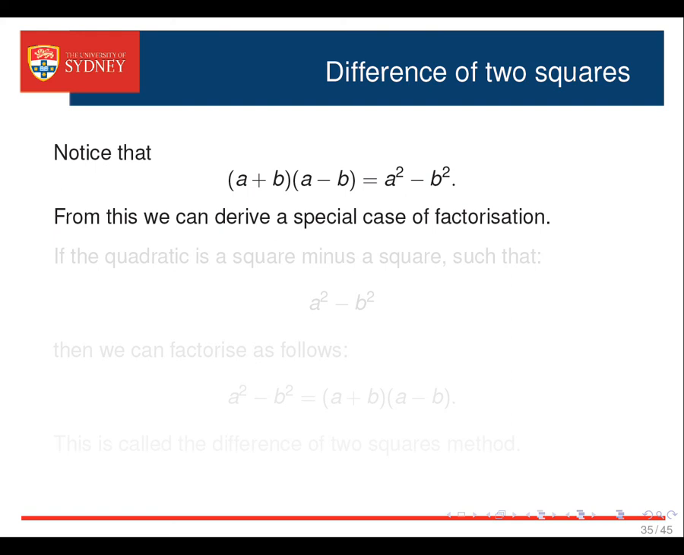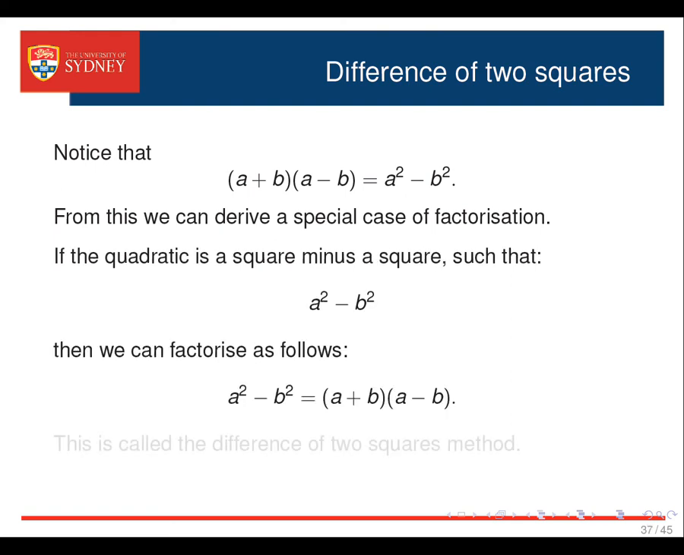From the previous module, you may have noticed that a plus b times a minus b is equal to a squared minus b squared. Using this, we can use a very quick method to factorize quadratics of a certain form. If the quadratic is a square minus a square, then the factorization will be the sum of the square root of the first term and the square root of the second term, times the difference of the square root of the first term and the square root of the second term. That is, a squared minus b squared is equal to a plus b times a minus b. This method is called the difference of two squares.